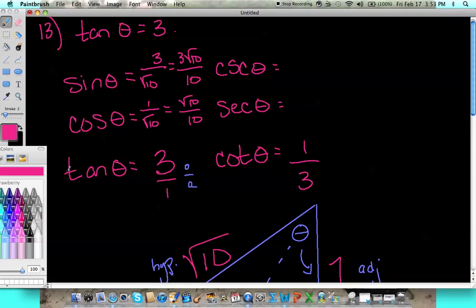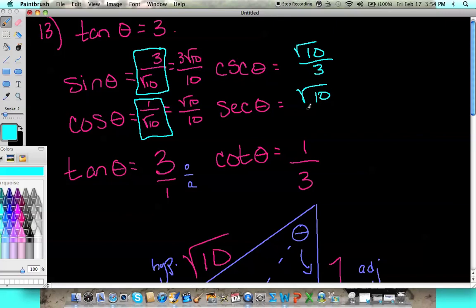And then I'm going to use my reciprocals to solve for the cosecant, the secant, and the cotangent. So if this value was my sine right here, then the reciprocal of that is my cosecant. If this was my original cosine before I rationalized it, then that's my secant, and I'm done.